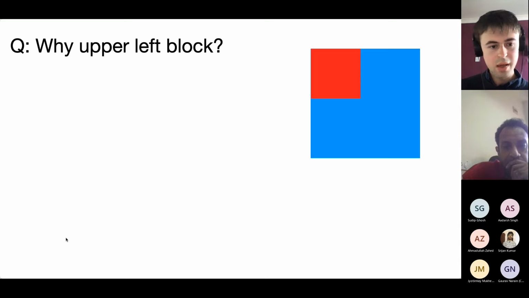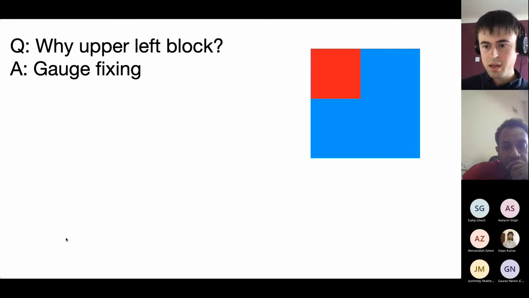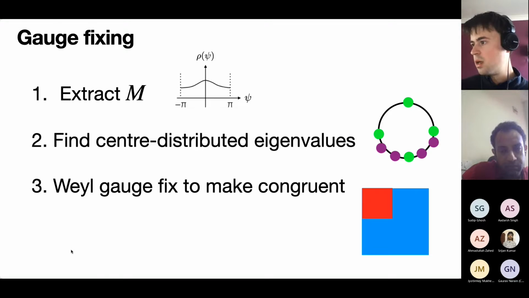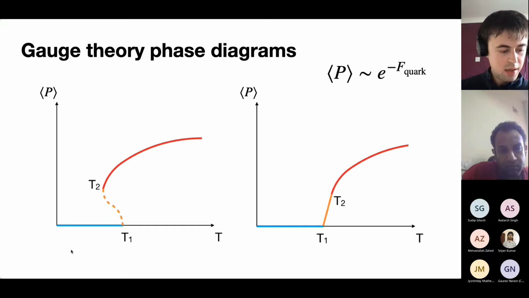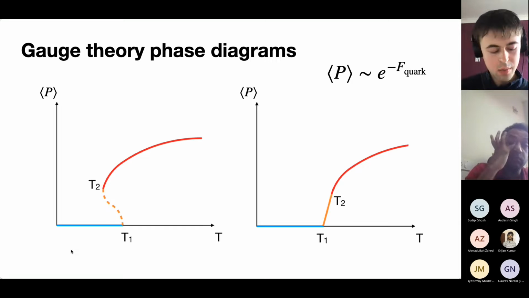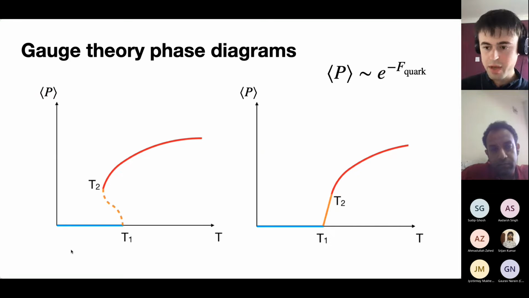Okay, and another question might be why the upper left block, and the answer here is just we choose gauge fixing, so that we move this block to the upper left. I'll skip the details of this, but a typical gauge theory diagram will look like one of these. These are the two logical possibilities. On the y-axis, I'm showing the product of expectation values, but it's related to the energy of the quark, like this expression that I showed before. So you can really think of the y-axis as being the energy.